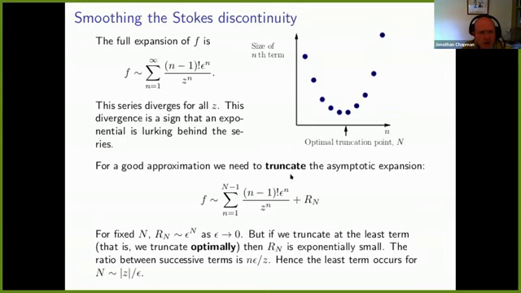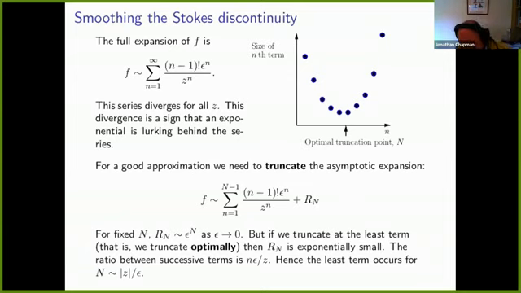So if I want a good approximation, I need to truncate this asymptotic expansion. So let me truncate it after n terms and study what happens for the remainder. If I do that at any fixed n, then the remainder is order epsilon to the n. That's what it means for this expansion to be an asymptotic expansion. But if I let n depend on epsilon, so I truncate optimally at this point here, then it turns out the remainder Rn is exponentially small. And that allows you to see the hidden exponential behind the infinite series of powers.